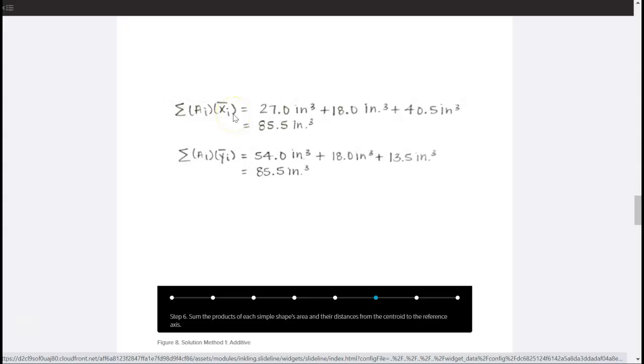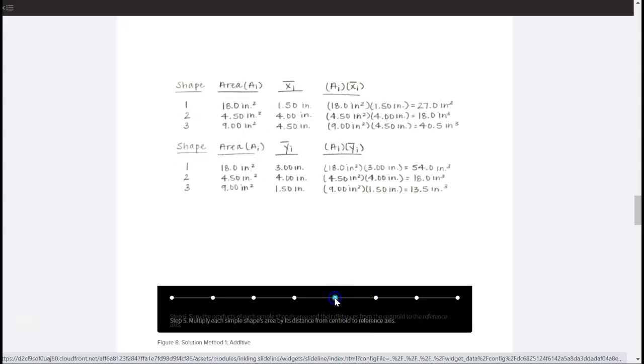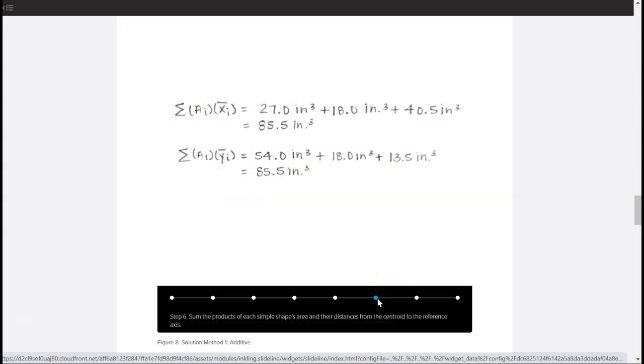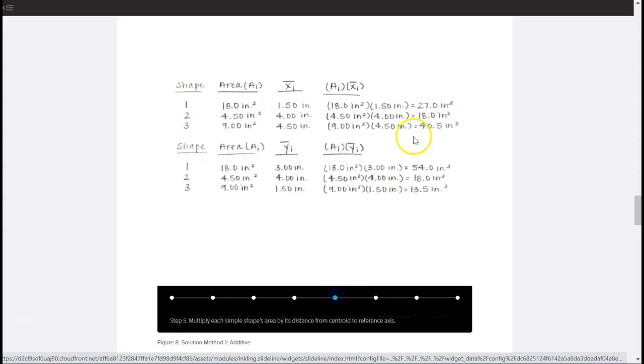Now you want to take the sum and put it all together. So it got a little tricky there. I'm going to go back. It says the sum of the area times x bar, or the sum of the area times y bar. We already know the area, right? I'm going to add them all together. We got it all here. Let me just make sure I have that right. Yeah, 27, 18, 40.5, 54, 18, 13.5. So let's go back. We're going to add all these together and get an answer.